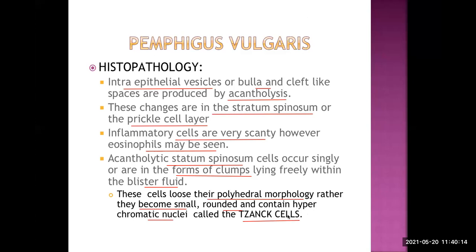The same thing comes here again. The cells become separate from each other, so they become a bit more spherical and smaller rather than polyhedral in morphology. So these are called Tzanck cells. Tzanck preparation means we see these Tzanck cells, and that will give us the diagnosis.